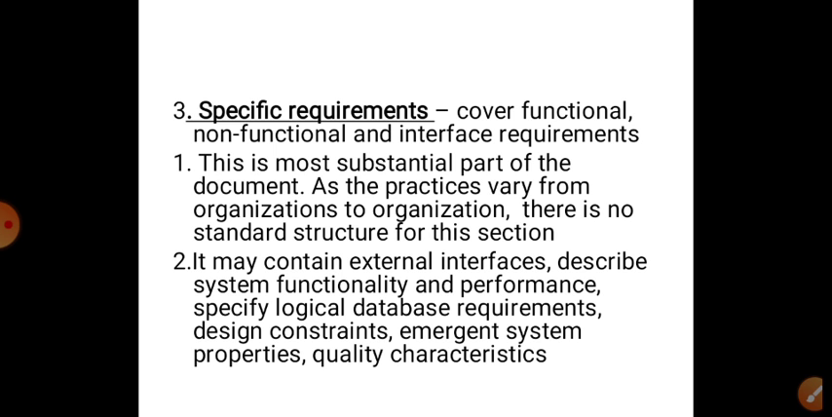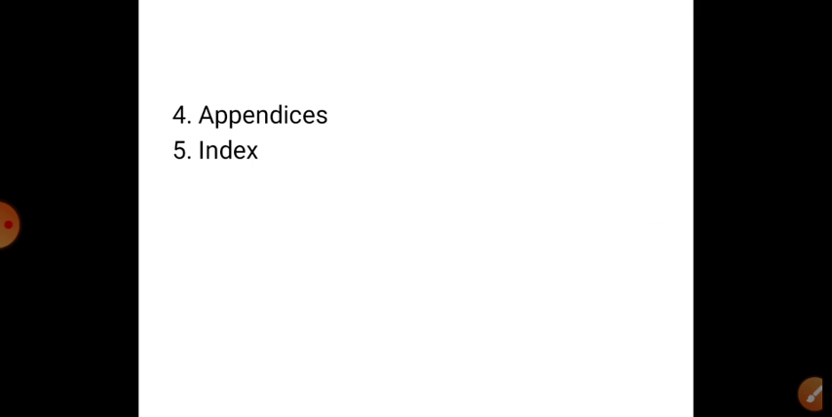So title number 3, that is specific requirements, gives more detail about the system. So it differs from system to system. So there is no standard format for this. Fourth point is appendices and index. So appendices should also be clearly maintained. And the index part is also important because if anyone wants to study the system in detail, the requirement document should clearly tell about the index.